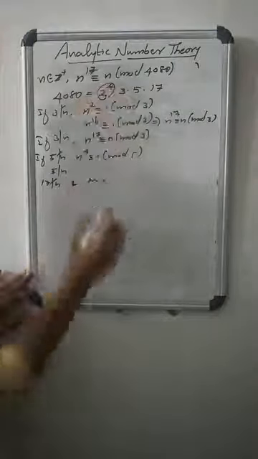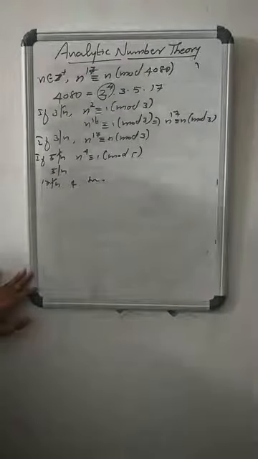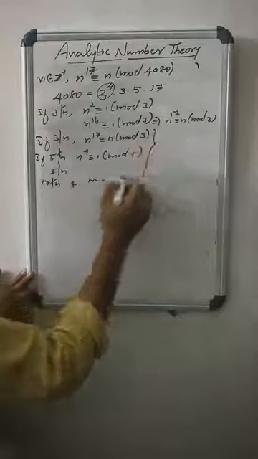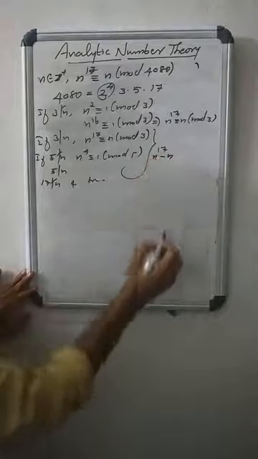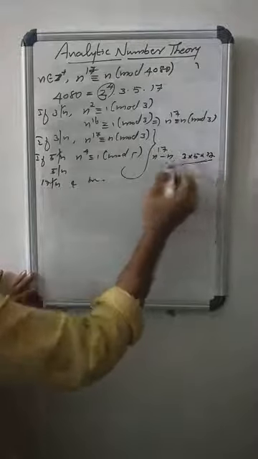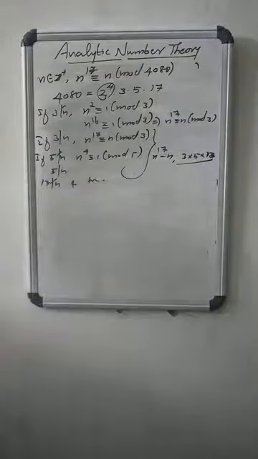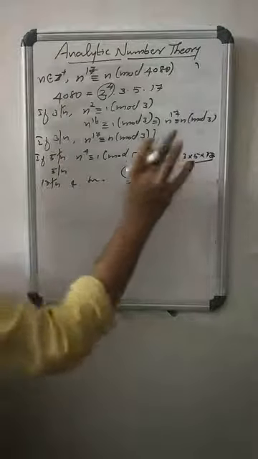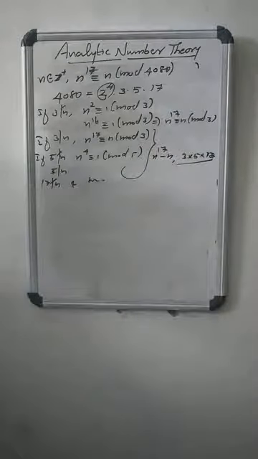Now what remains? 2 power 4. Suppose n is odd. Here we can say that n power 17 minus n is divisible by 3 into 5 into 17. From these arguments, we can say that n power 17 is congruent to n mod 3, 5, 17, that means mod 3 into 5 into 17. That is, n power 17 minus n is divisible by 3 into 5 into 17.